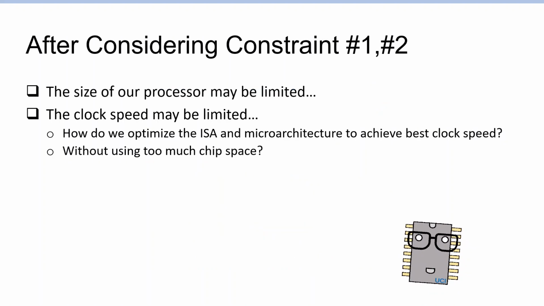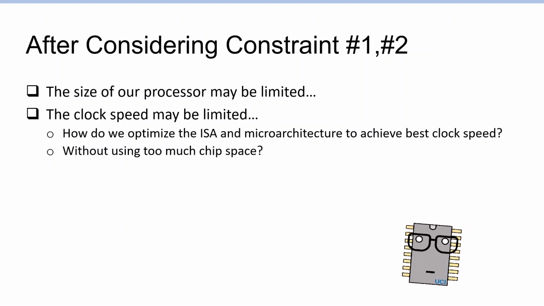So far we've considered two constraints. Constraint number 1, area. Constraint number 2, clock speed. After considering these two things, we observed that the size of our processor may be limited. In addition, the clock speed of our processor will probably be limited. So the architectural question we can ask here is, how do we optimize the ISA and microarchitecture to achieve the best clock speed given the restrictions, of course without adding too much chip space usage?